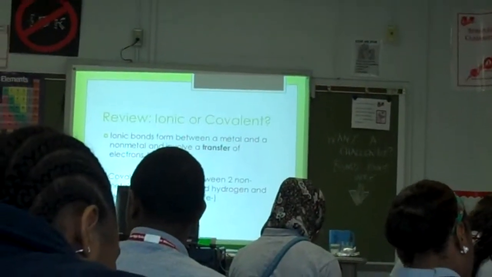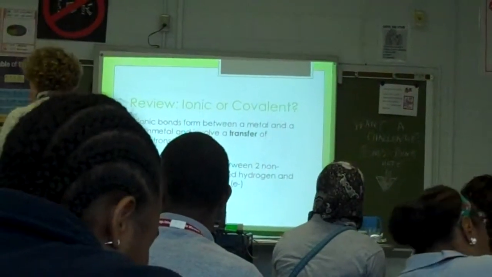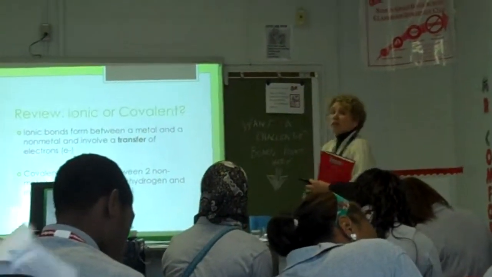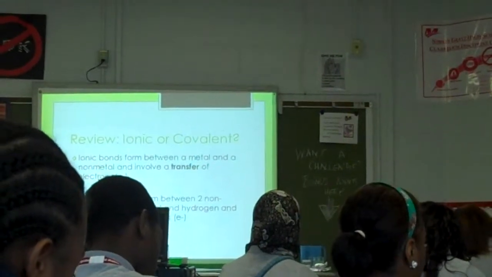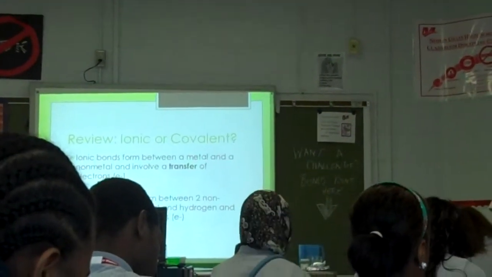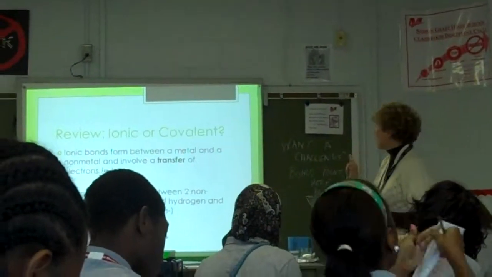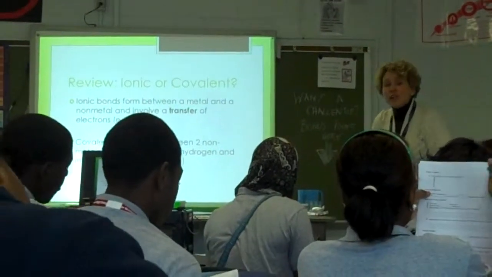Ionic bond is a bond between a metal and a non-metal. And very importantly, it is a transfer of electrons. The covalent bond, on the other hand, perfect note-taking, SJU. I'm going to go ahead and give a point to SJU for doing awesome on filling in the notes on the ionic bond. The covalent bond, folks, however, is sharing of electrons.